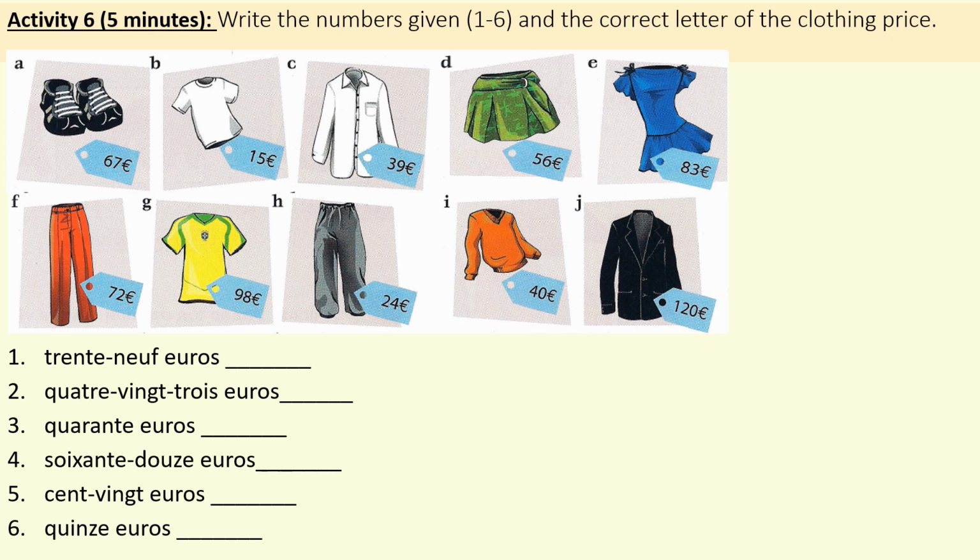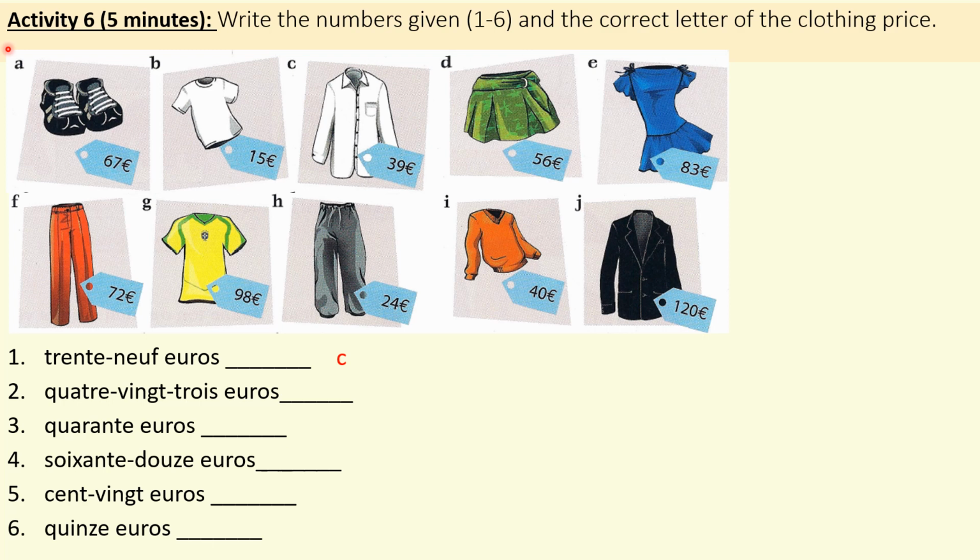Okay, for this activity you have a range of different clothes lettered A to J on the screen. What I want you to do is write down, for example, number 1, 39 euros, and decide which letter it matches. Can you call out, what is 39 euros? Which letter is it? Well done if you said C. 39 is 39, so you write down the letter C. Pause to answer those now. Press play when you're ready for the answers.